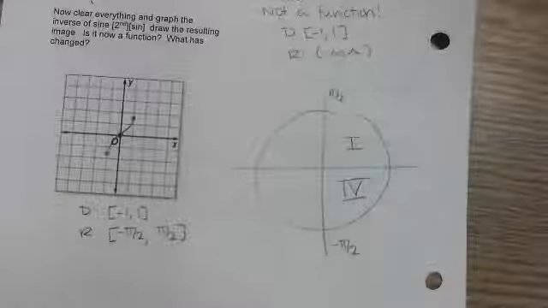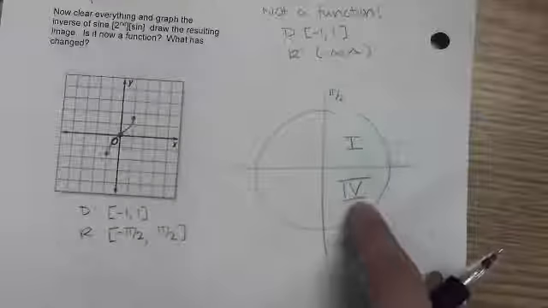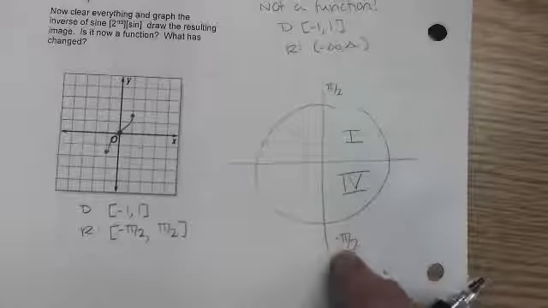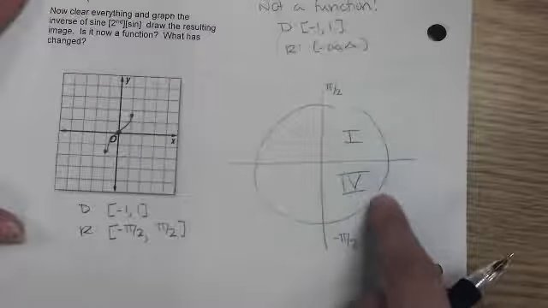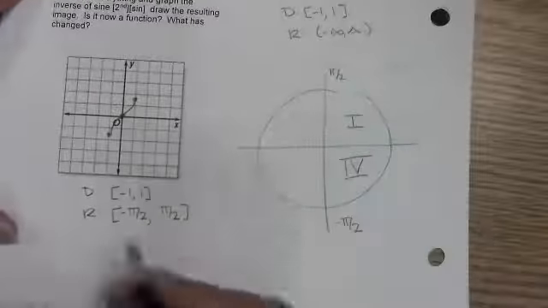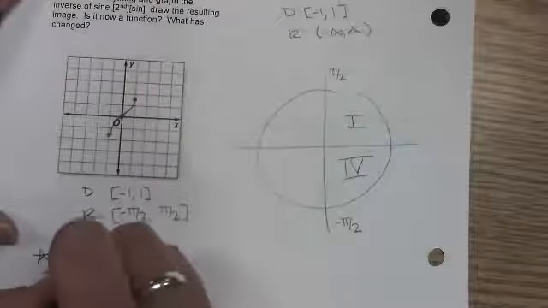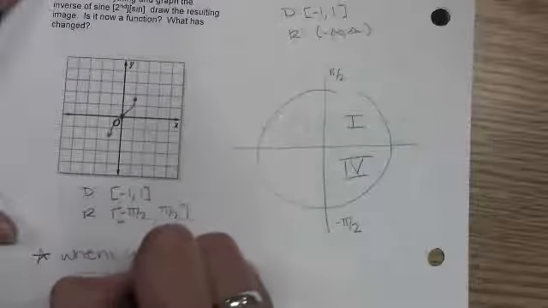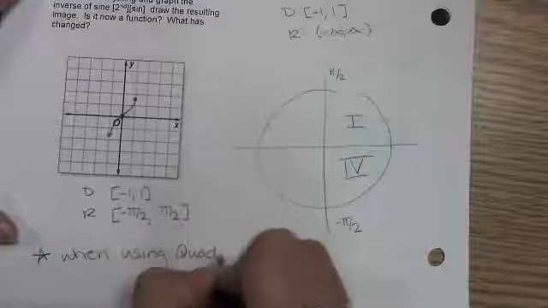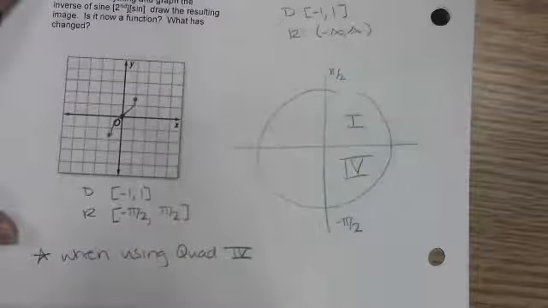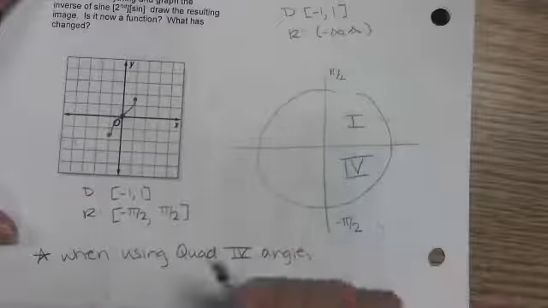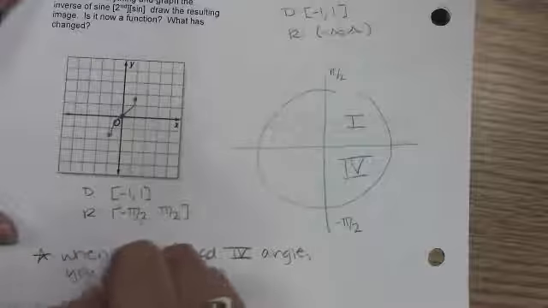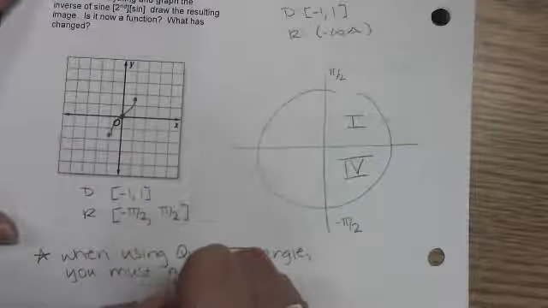All right? And we're going to write a side note to ourselves, because you'll notice quadrant 4, you typically do not label quadrant 4 as being from negative pi halves to 0. You typically label it as 3 pi halves over to 2 pi. So we're going to write a note to ourselves. When using quadrant 4, specifically with inverse functions, if you're using the quadrant 4 angle, you must use the negative version.